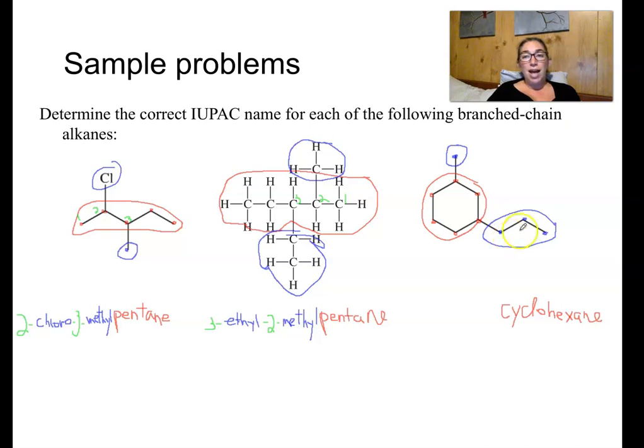Which comes first in the alphabet? Methyl or propyl? In this case, methyl does. So we're going to write methyl first. Methyl. And then propyl.